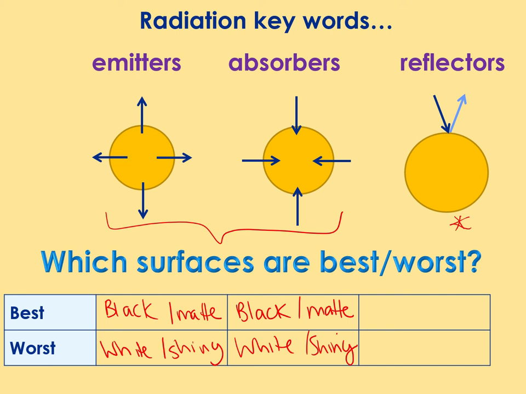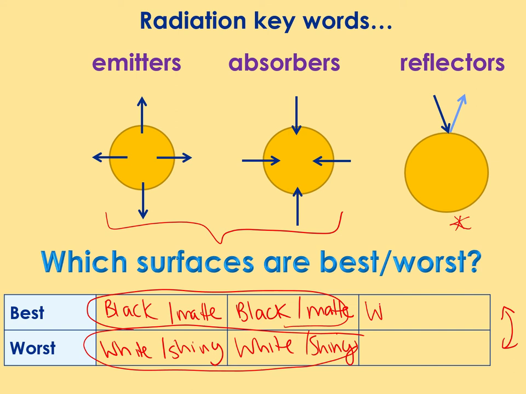So a big misconception with students is that they've got the opposite characteristics, when in actual fact for emitting and absorbing they've got the same characteristics. It's actually reflectors which do the opposite. The best reflectors are white and shiny surfaces, and the worst reflectors are black and matte surfaces.